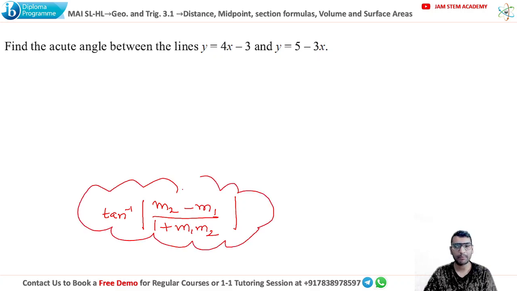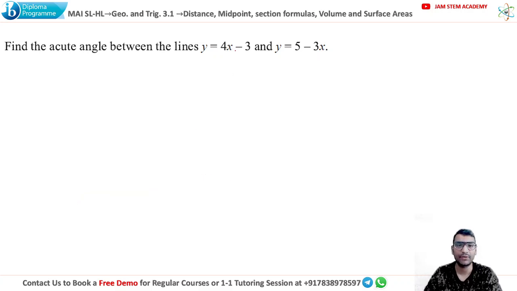So in order to apply this, I need m1 and m2. What is m1? Slope of this line. So we know the y is equal to mx plus c is the slope intercept form, where the coefficient of x, which is m here, m represents the slope. So for the first line, what is the slope? Yes, 4. And for the second line, the slope is negative 3. Okay. So the slope of the first line is 4. Slope of the second line is negative 3. Now plug in these in the formula, right?